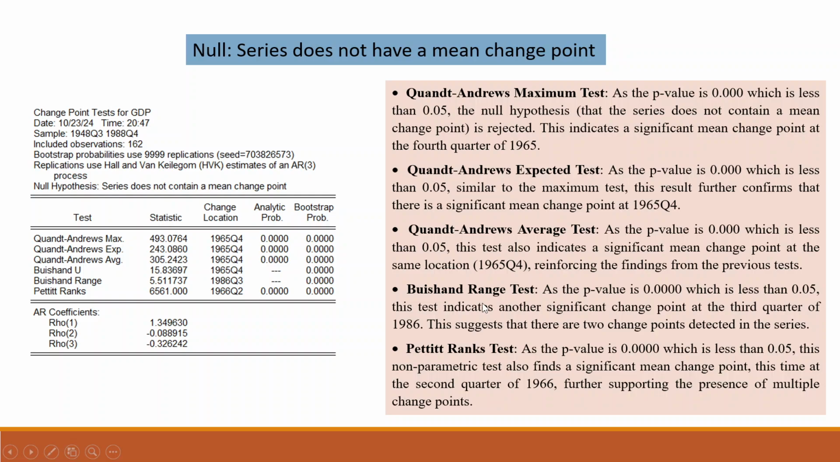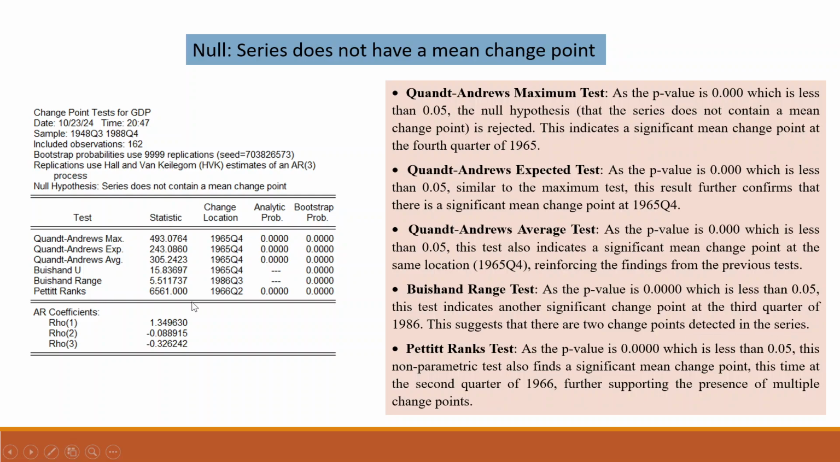Next is Bayesian range test. Here it is. Now according to this test, the change location is different. So as the p-value is 0.00, which is less than 0.05, this test indicates another significant change point at the third quarter of 1986. You can see here. This suggests that there are two change points detected in the series.